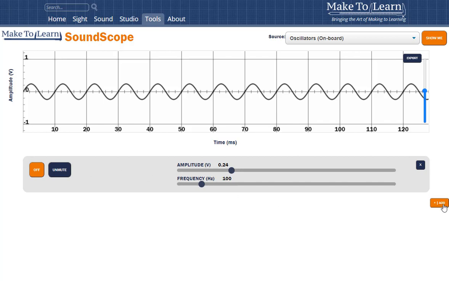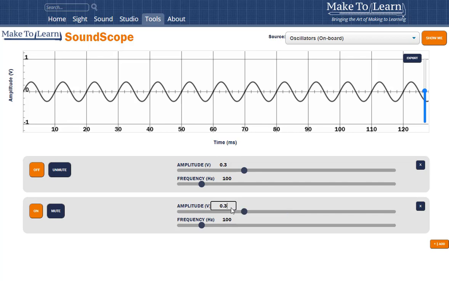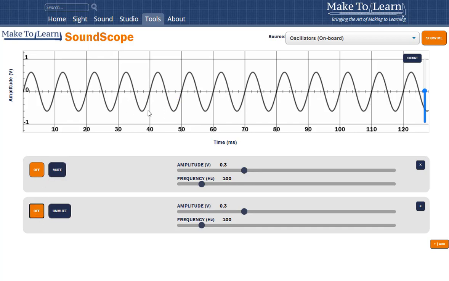The ability to add more than one tone allows us to explore the effects of adding two tones. So if I have one tone that is 0.3, and then I have a second tone that is 0.3, and if I combine the two tones, then the two tones add, and so I wind up with a third tone that's the combination of the first two. That is twice the amplitude, that is 0.6 amplitude.